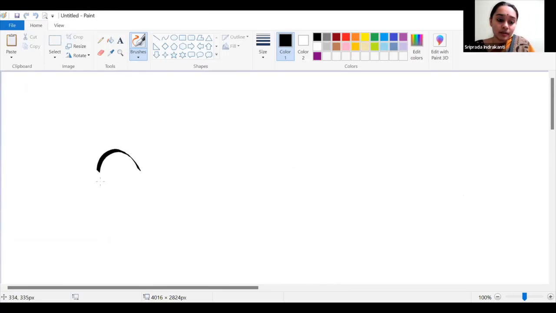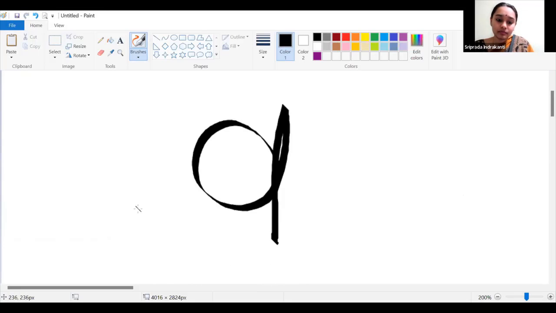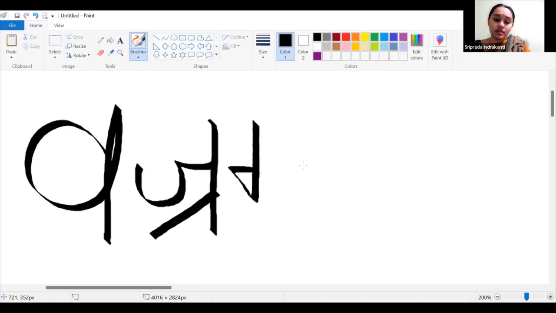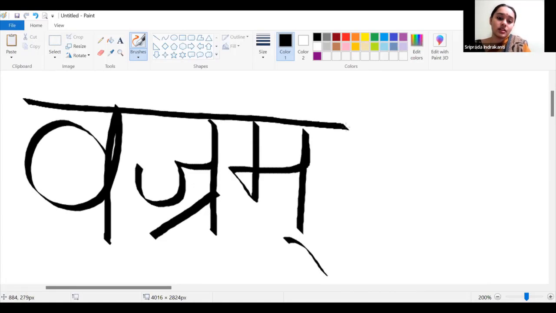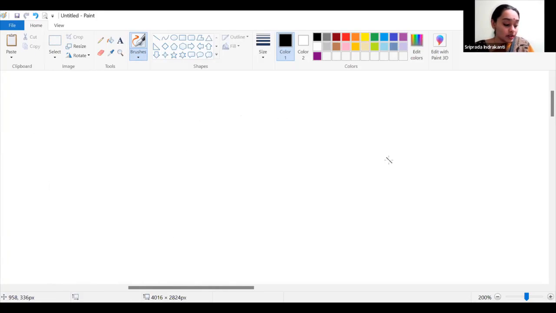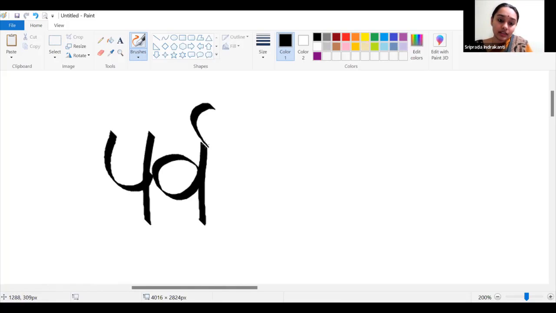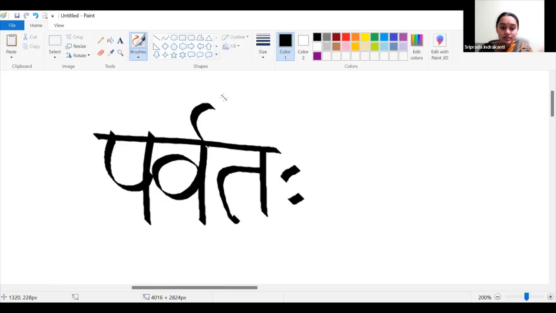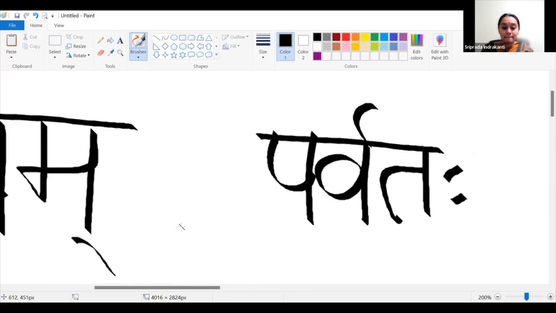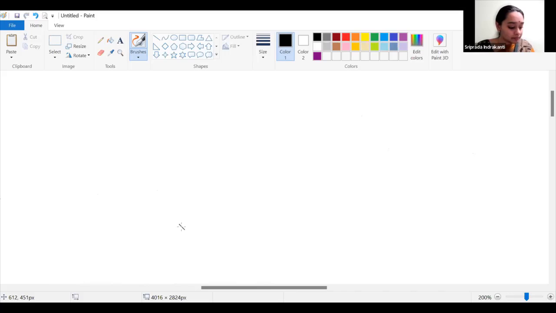Then we have Vajram. Va, Ja, and the Ra comes here. Please practice along with me. Vajram. J plus R. And then we have Vajram means a diamond. Parvataha. This is a mountain. So observe this R at the top, the hook at the top. This means the Ra comes first. If it is at the bottom, it means the Ra comes second. Parvataha is mountain.